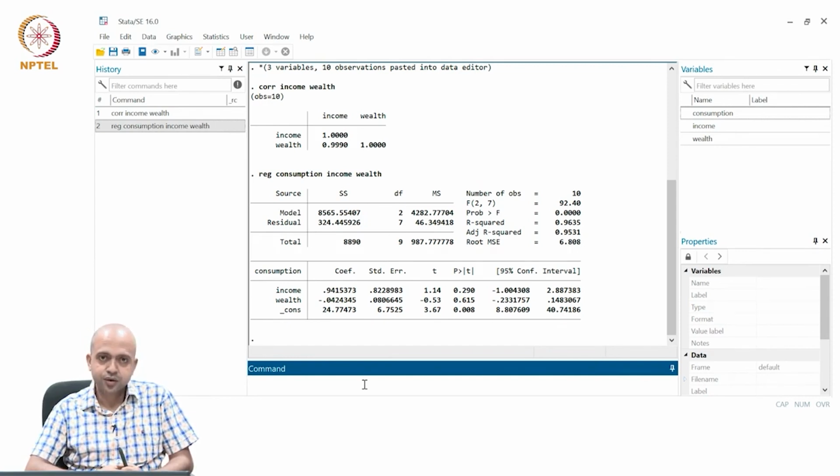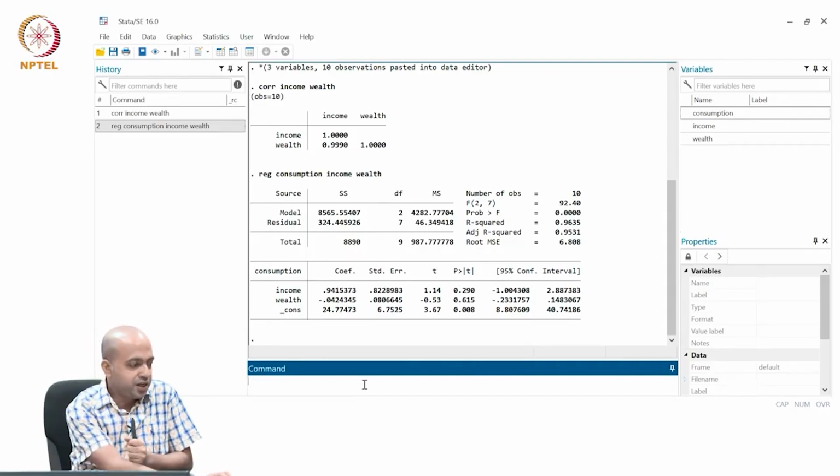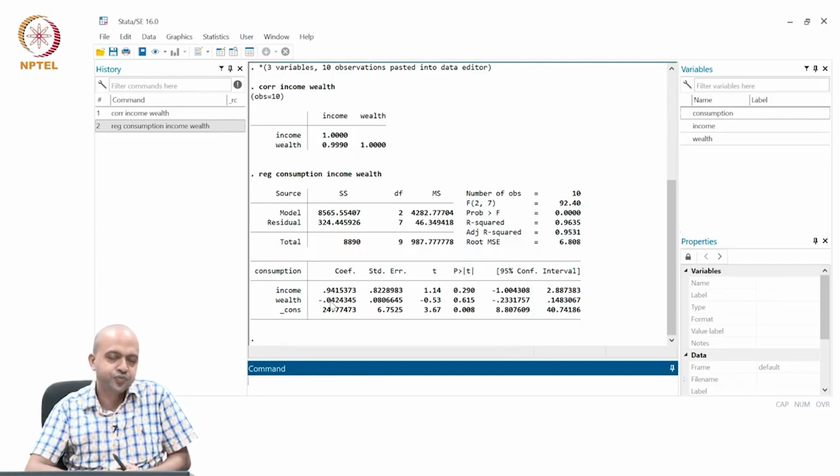Not only that, you see the sign of the wealth variable, it is not only insignificant, but the sign that you are getting is negative, which is very difficult to justify. How come wealth could have a negative impact on consumption? Because our theory says that as wealth increases, that also gives you some positive impact on your consumption. Here it is coming totally different. So, you can now understand the severity of the multicollinearity problem. Variables are insignificant and they are coming up with unexpected sign also.